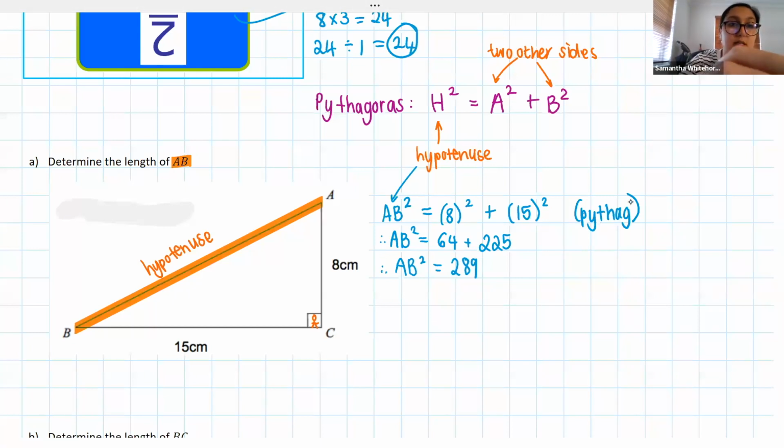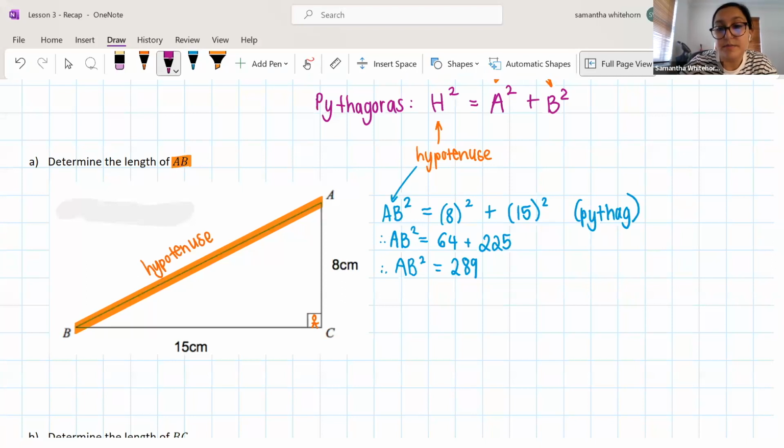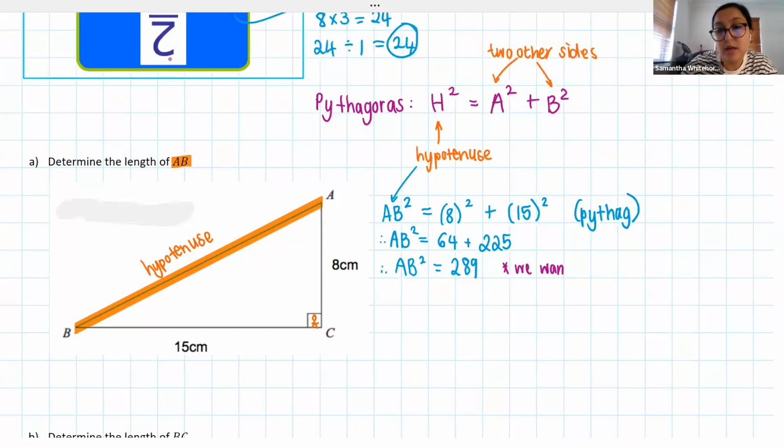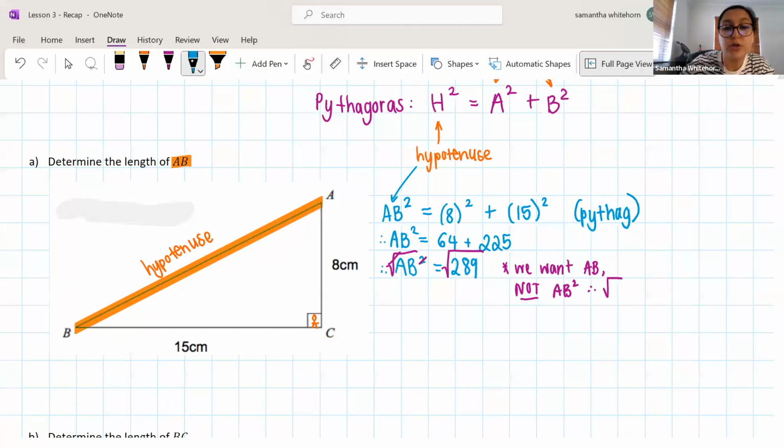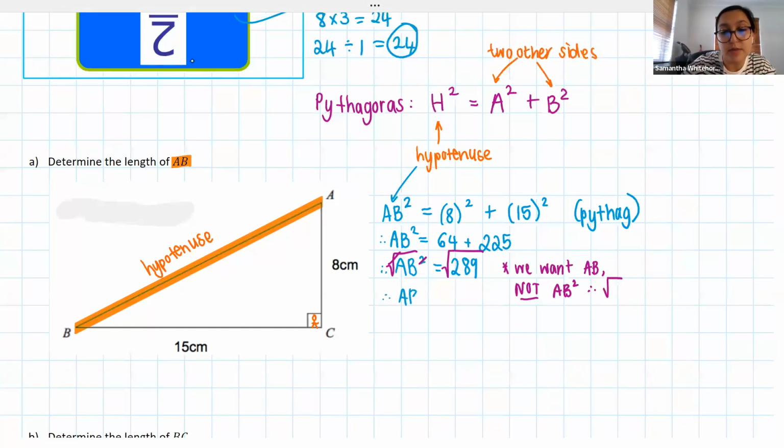And remember grade 8s, I've said this every single time we've done Pythagoras. We want AB, not AB squared. And so therefore, we are going to have to square root. So to get rid of the square, I square root the AB squared, because now it's just AB. But remember, equations, what you do on one side, you have to do on the other side. When you square root 289, you end up with 17. And so AB is equal to 17 centimeters. Right, and again, this is all because we have used the theorem of Pythagoras.